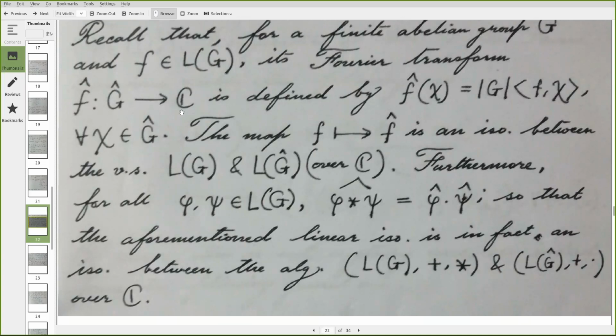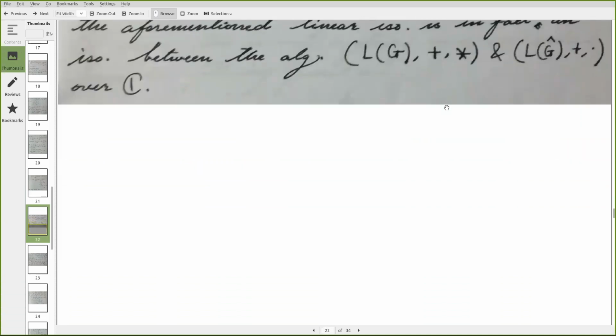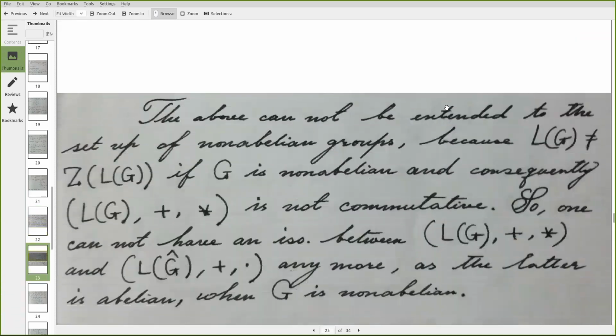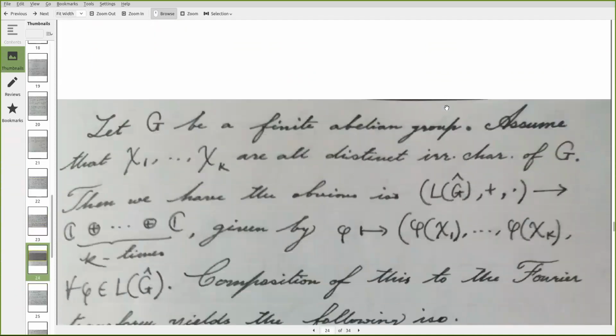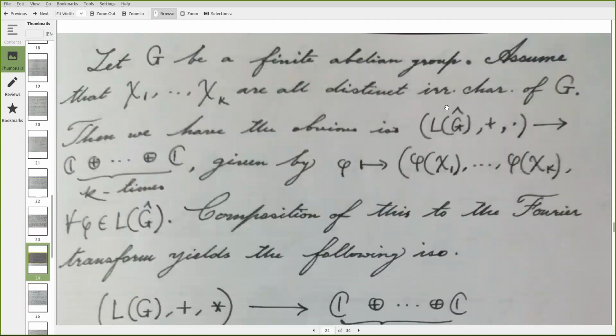So if you want to extend the notion of Fourier transform to general finite groups, we have to first look at it from a different perspective. Then that will motivate us how to extend. All right, so let's see that.